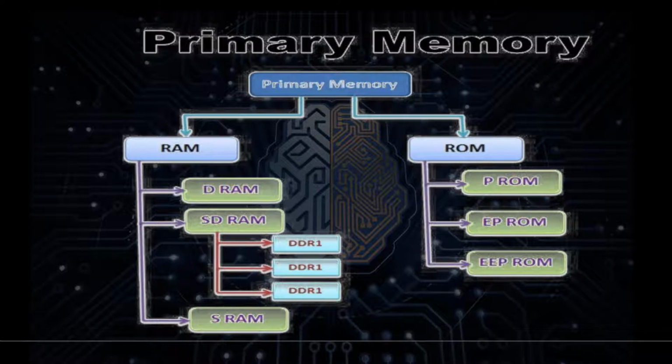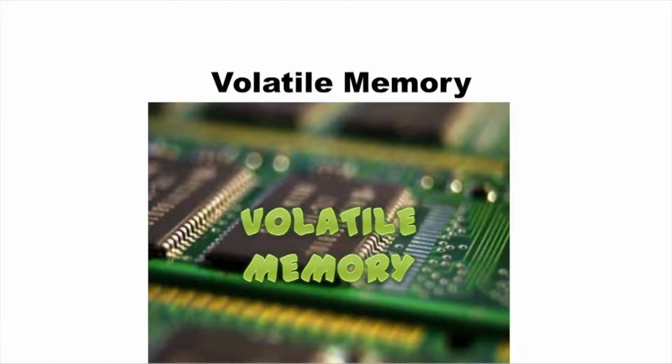Primary memory is the internal memory of the computer. It is also known as main memory or temporary memory. Main memory holds the data and instructions on which the computer is working presently. Primary memory is volatile in nature. If your CPU accidentally gets unplugged or switched off, any data saved in the memory is lost. Volatile memory is computer memory that requires power to maintain the stored information.